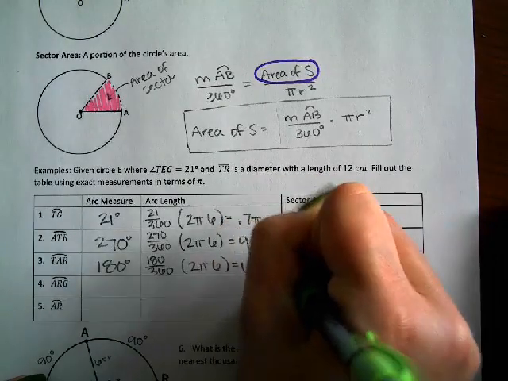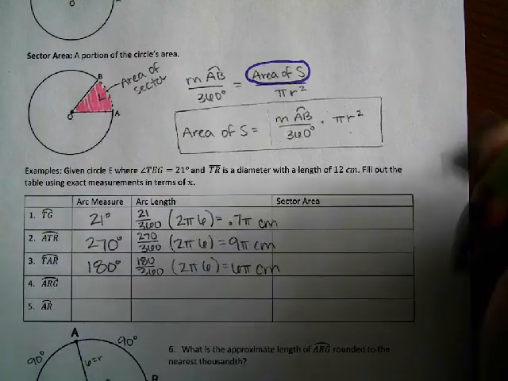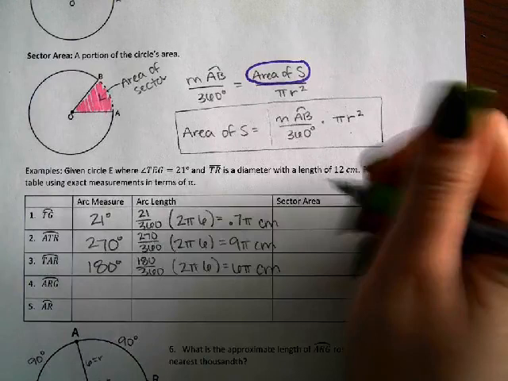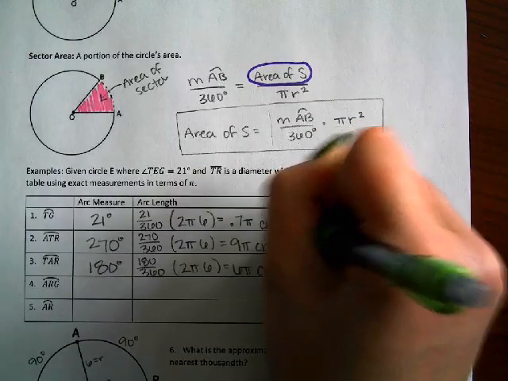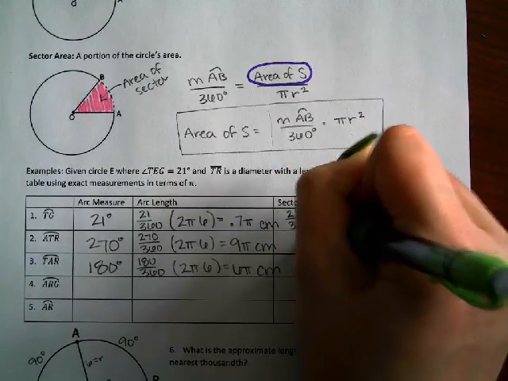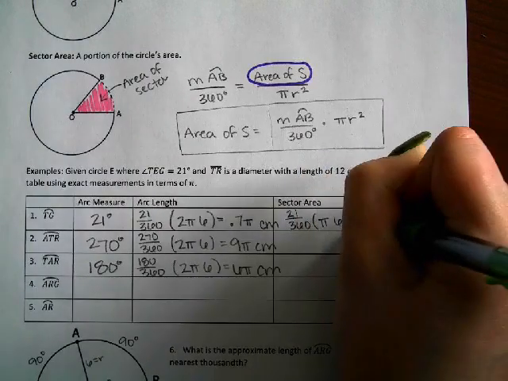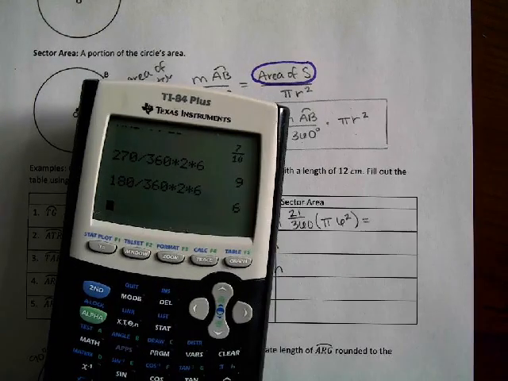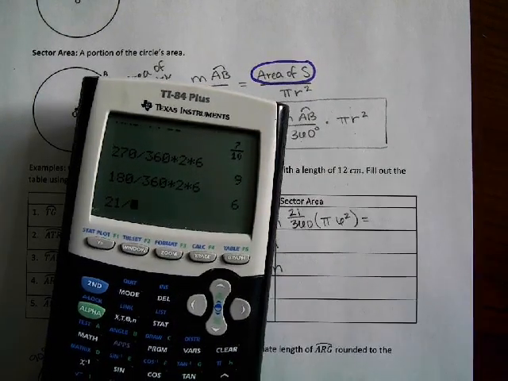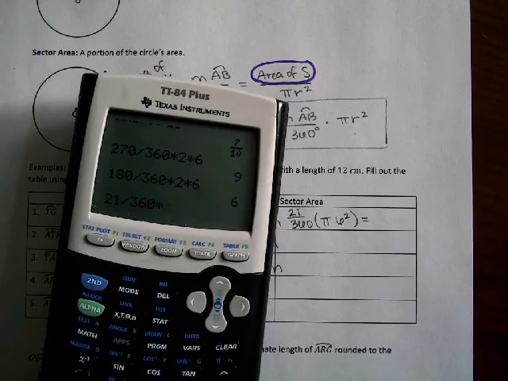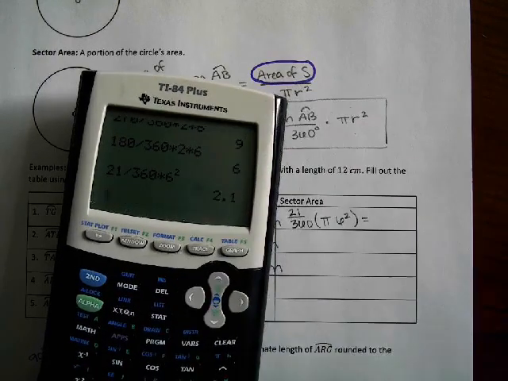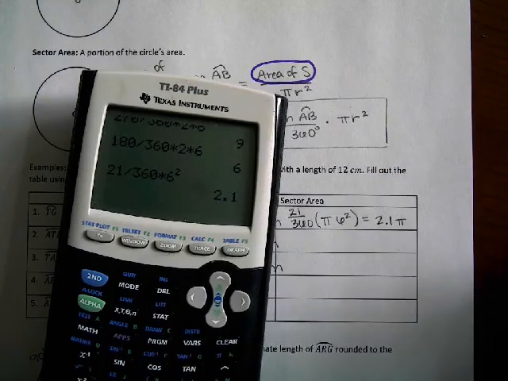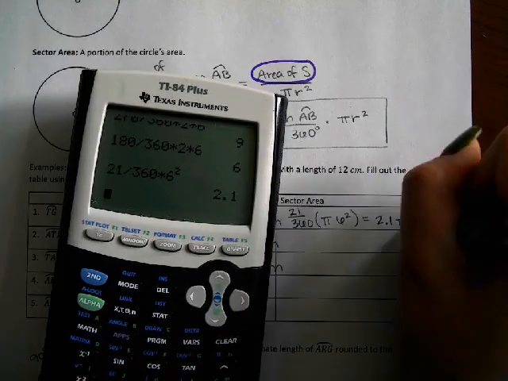All right, for the area, we do the measure of the arc divided by 360 times pi r squared. So 21 out of 360 degrees times pi times 6 squared. Again, I do not type the pi into my calculator because I'm going to write it on my paper instead to have my answer in terms of pi. 21 over 360 times 6 squared is 2.1. So I'm going to say 2.1 pi. And since this is an area, my units are going to be centimeters squared.